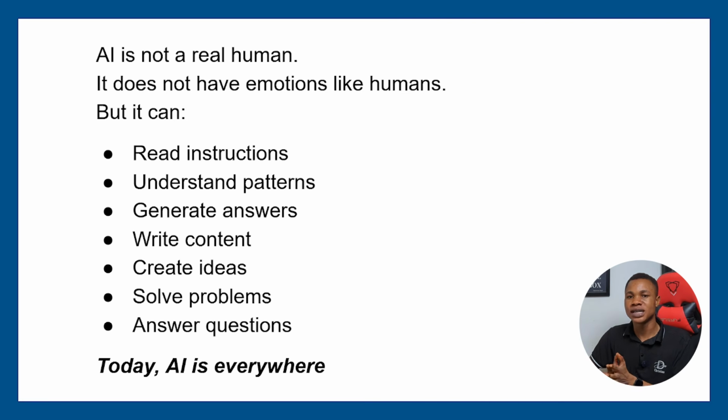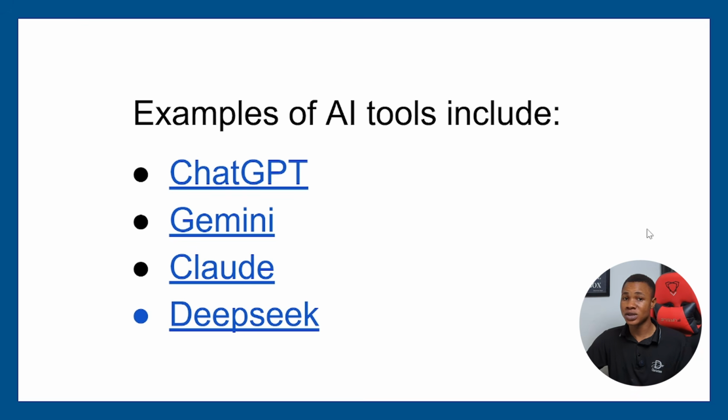So you can actually add, "What was the score line of Arsenal vs PSG Champions League 2026?" and it will give you the answer directly. Is that okay? So it is not a human being. It only reads instructions, understands patterns, generates answers, and of course writes content, creates ideas, and solves problems for you. So today AI is everywhere, and we have to jump into it. All right, so you have to learn how to use it the right way.